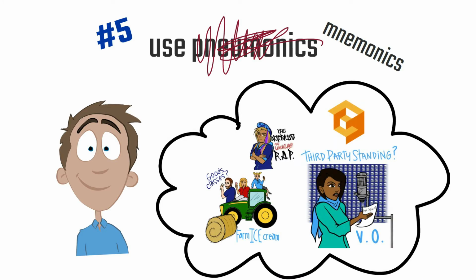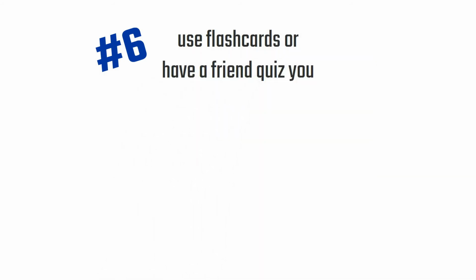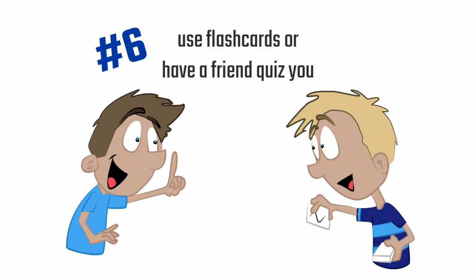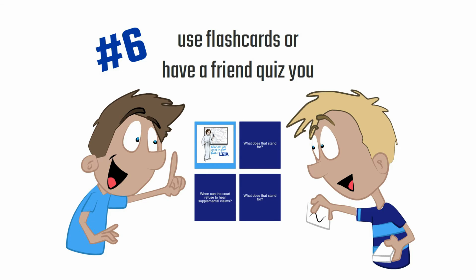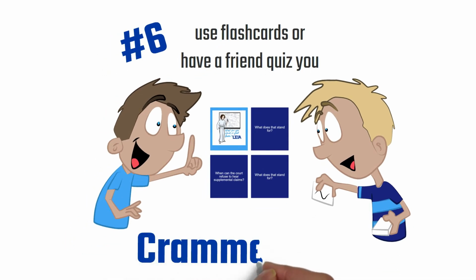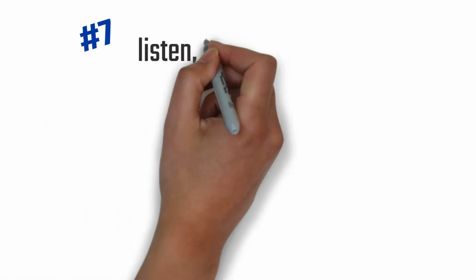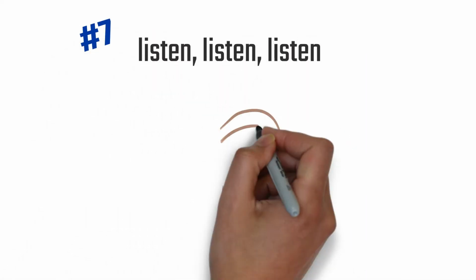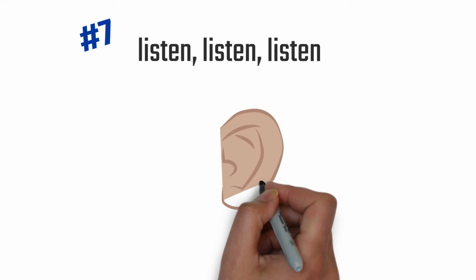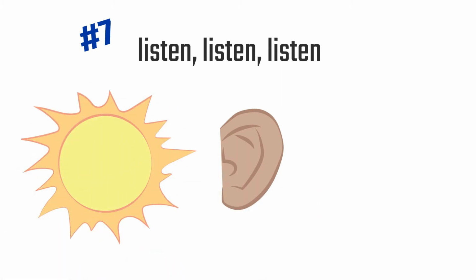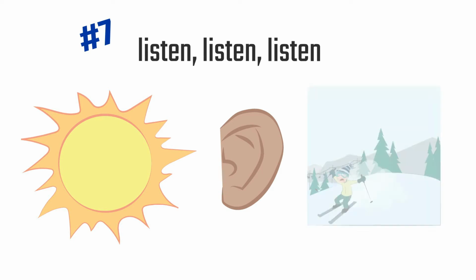Tip number 6, use flashcards or have a friend quiz you or both. Before you test your application of knowledge by taking actual practice questions, you need to test your knowledge through flashcards or something similar to help things gel. This is why Crescendo provides not just online visual flashcards, but audio flashcards, affectionately dubbed Crammer Time. Tip number 7, listen. Listen to your outlines over and over again while doing what you enjoy.